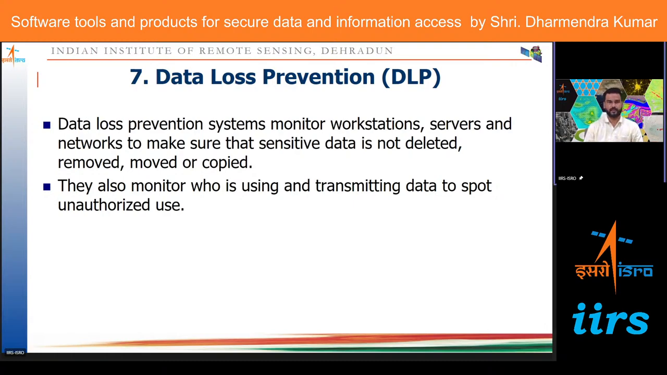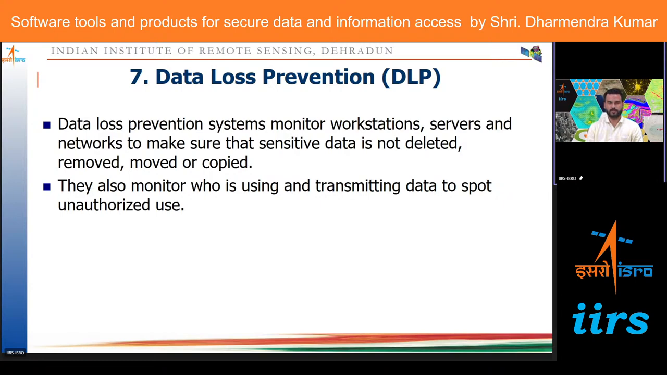So the seventh point is data loss prevention. Data loss prevention systems monitor workstations, servers, and networks to make sure that sensitive data is not deleted, removed, moved, or copied. Nowadays, DLP systems are also available for mobile devices, including laptops, mobiles, and notepads. So these solutions are highly useful when we have devices related to the organization and the contents of the device need to be highly secure.